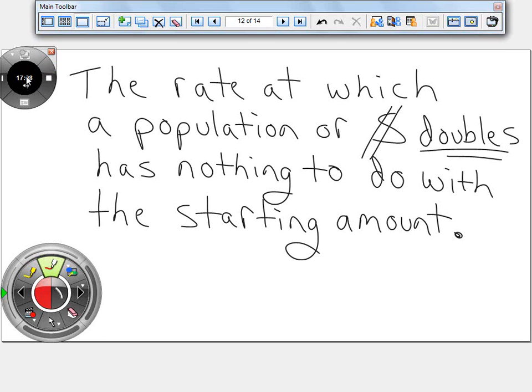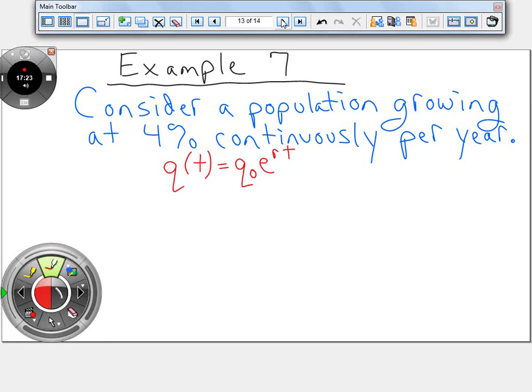So we want to double our money. It has nothing to do with the starting amount. So you might think, oh, I need to have, you know, $50,000 and then I got to double it. Well, it doesn't have anything to do with the starting amount. So this next problem kind of illustrates that.